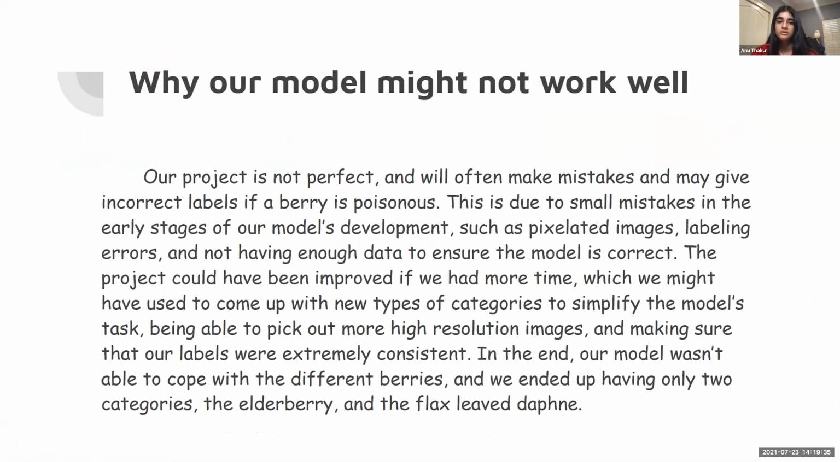Our project is not perfect and will often make mistakes and may give incorrect labels if a berry is poisonous. This is due to small mistakes in the early stages of our model's development, such as pixelated images, labeling errors, and not having enough data to ensure the model is correct. The project could have been improved if we had more time, which we might have used to come up with new types of categories to simplify the model's task, pick out more high-resolution images, and make sure that our labels were extremely consistent.